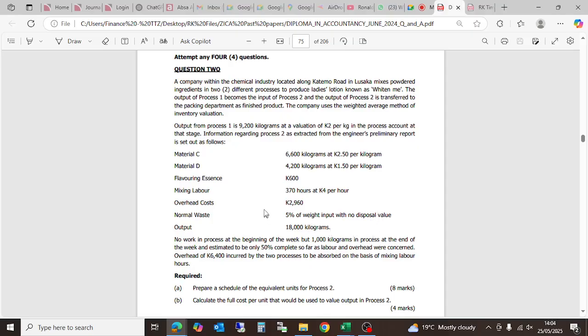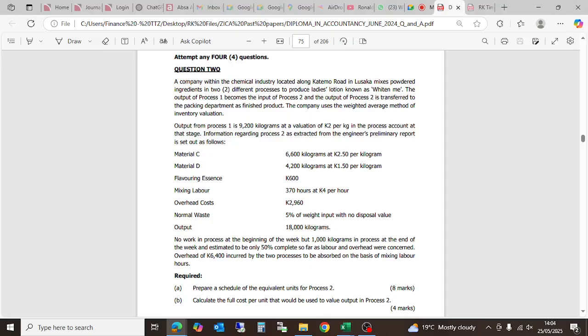Question 2. Okay, I found it. The question reads: A company within the chemical industry located along Katemo Road in Lusaka mixes powdered ingredients in two different processes to produce ladies' lotion known as White and Me. The output of process one becomes the input of process two, and the output of process two is transferred to the packing department as finished product.